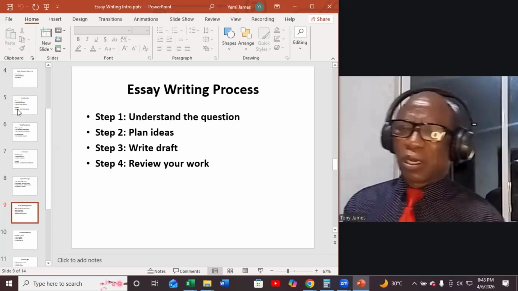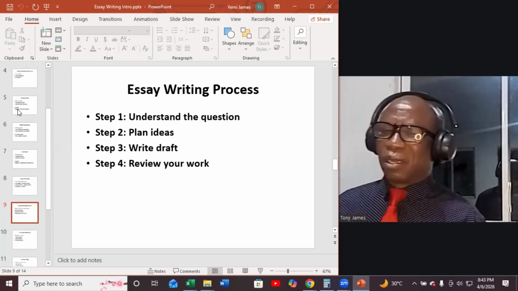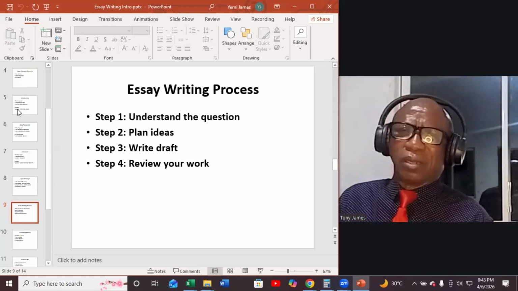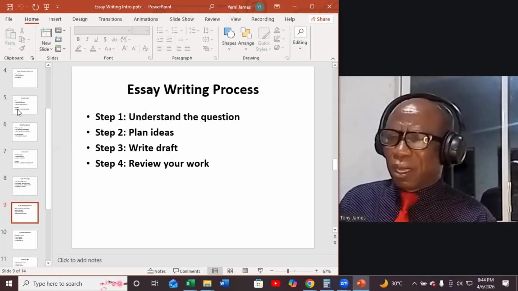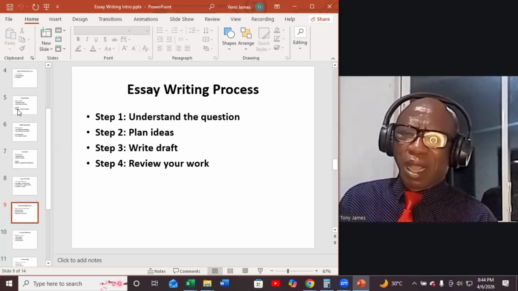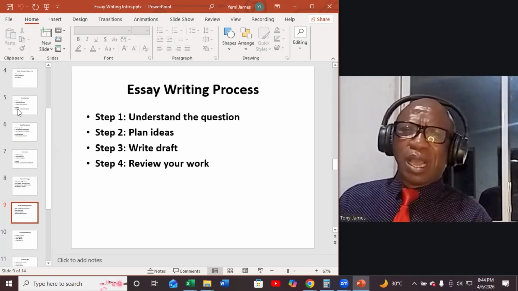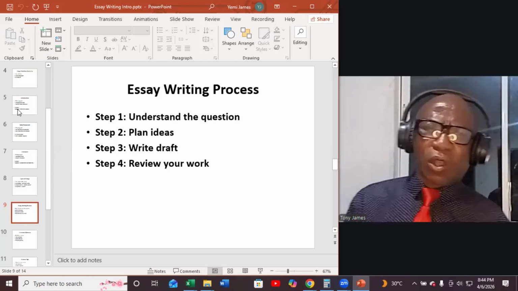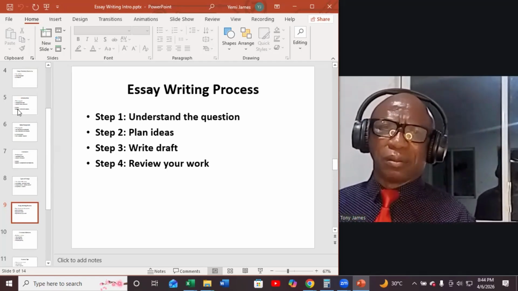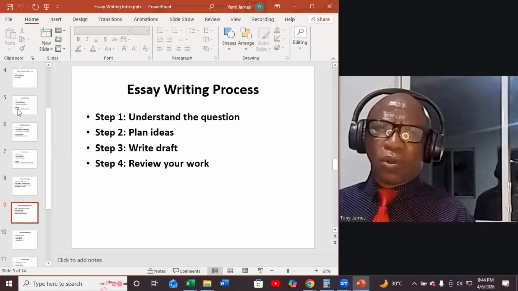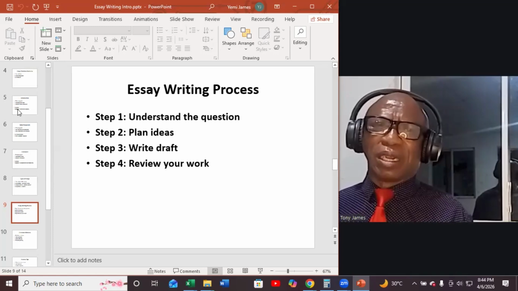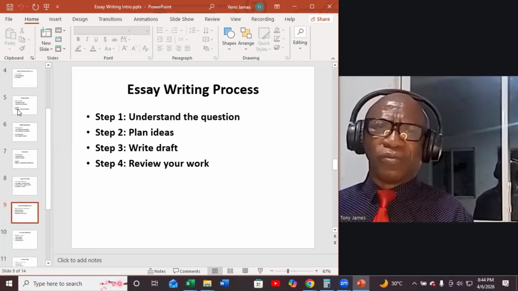Then the number 2 step, talking about the process of writing an essay, is the planning process. You plan your ideas. What are we talking about here? When you are to start writing an essay question, the examiner has factored in the minutes, the time you are going to use to plan. So don't think, oh, the time is short, therefore you just jump into the question and start writing without planning. That would be very dangerous.